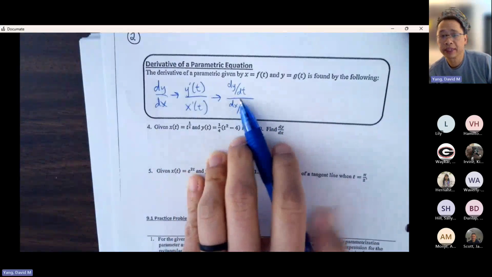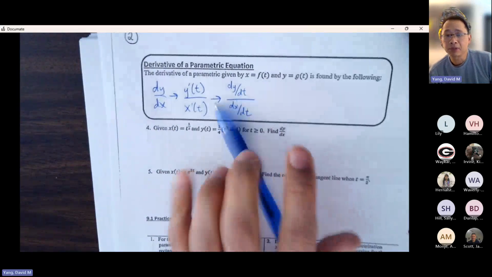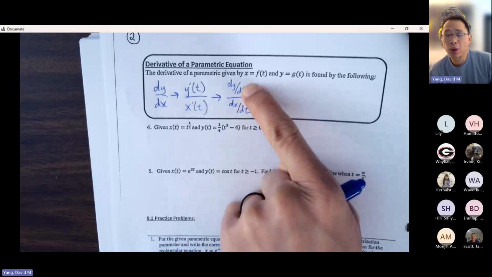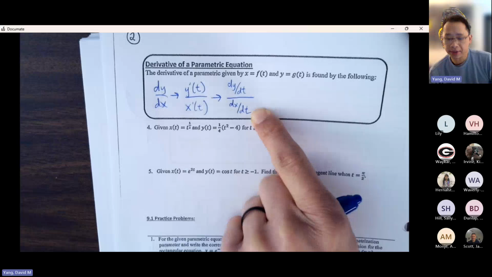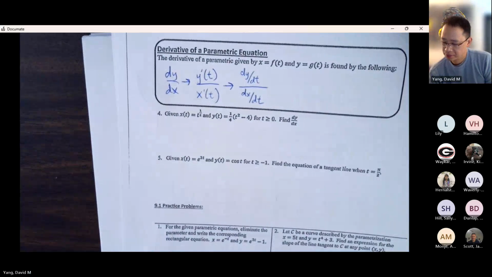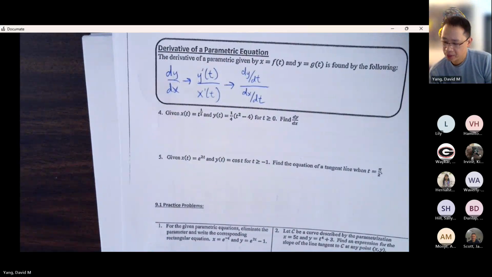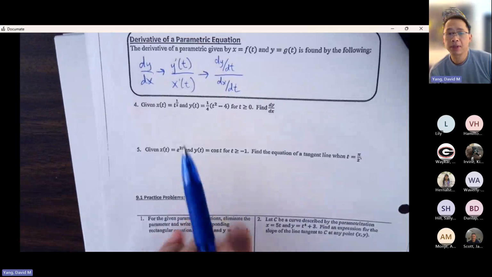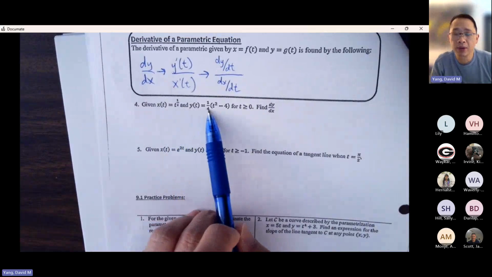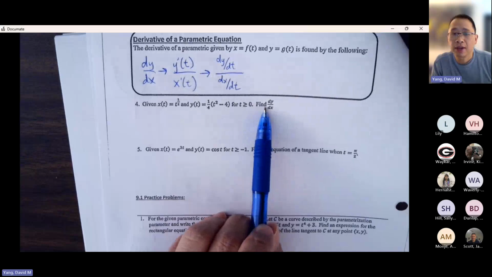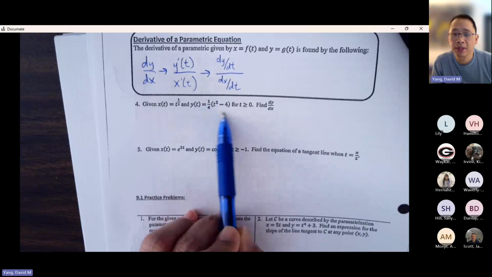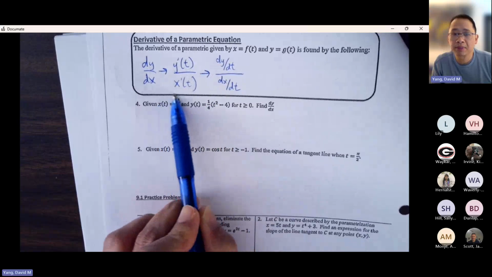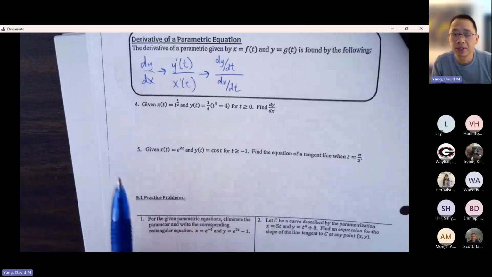So if I want to find the derivative of an equation that is in parametric form, I just need to find the derivative of the y component and the derivative of the x component, and then divide them over each other. So given our parametric equation, x equals t to the 1/2 and y equals 1/4 t squared minus 4, find the derivative of y with respect to x. So really, we can just find the derivative of y with respect to time, find the derivative of x with respect to time, and then just divide the results.